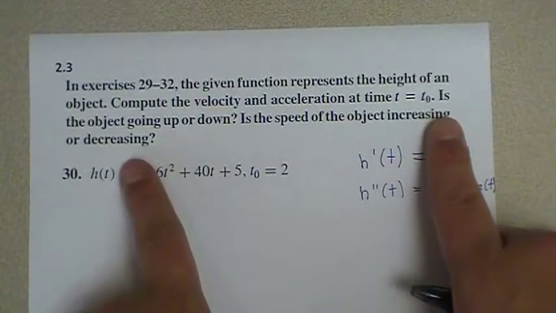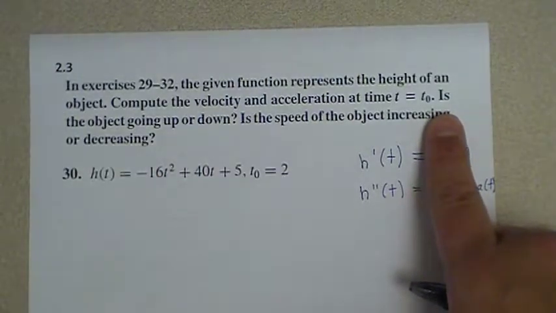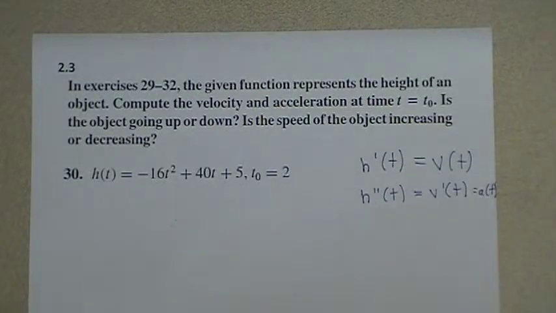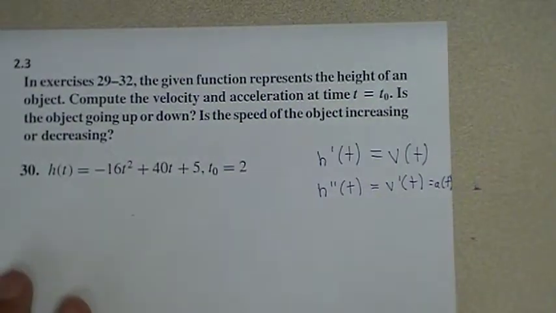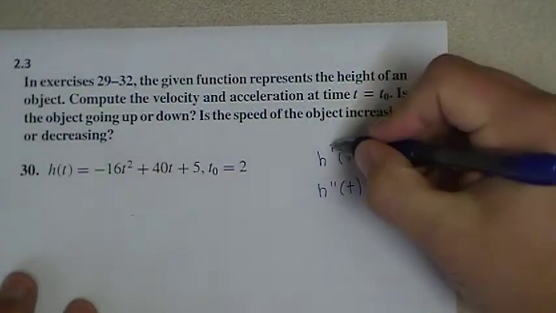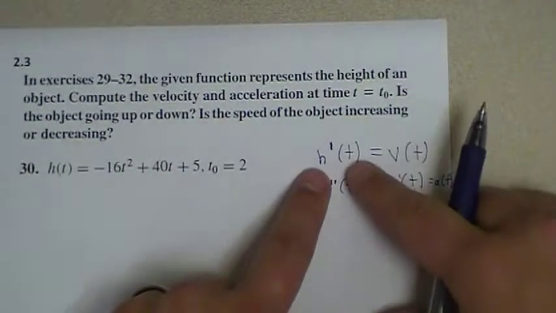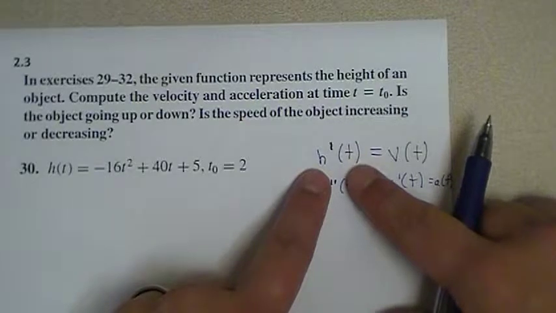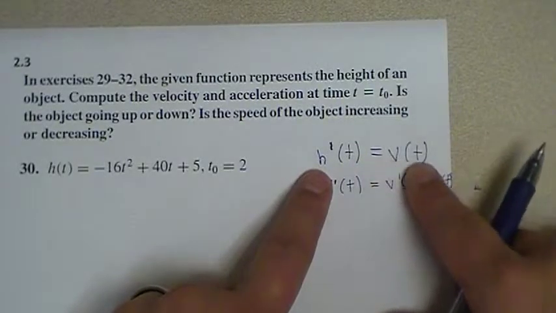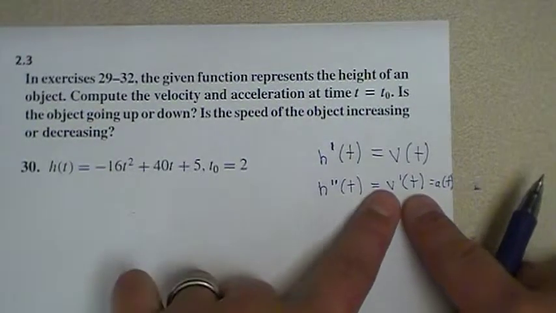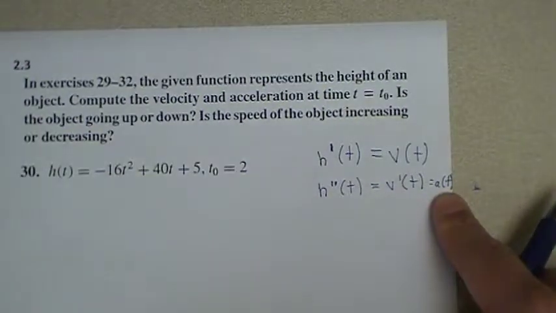And then we want to answer these couple questions. Is the object going up or down? Is the speed of the object increasing or decreasing? What we need to utilize in order to answer these questions is something we mentioned in class. If h represents the position of an object, how high it is off the ground, the derivative of h is going to represent the velocity function, and then the second derivative of h, which would be the first derivative of velocity, is going to represent an acceleration function.